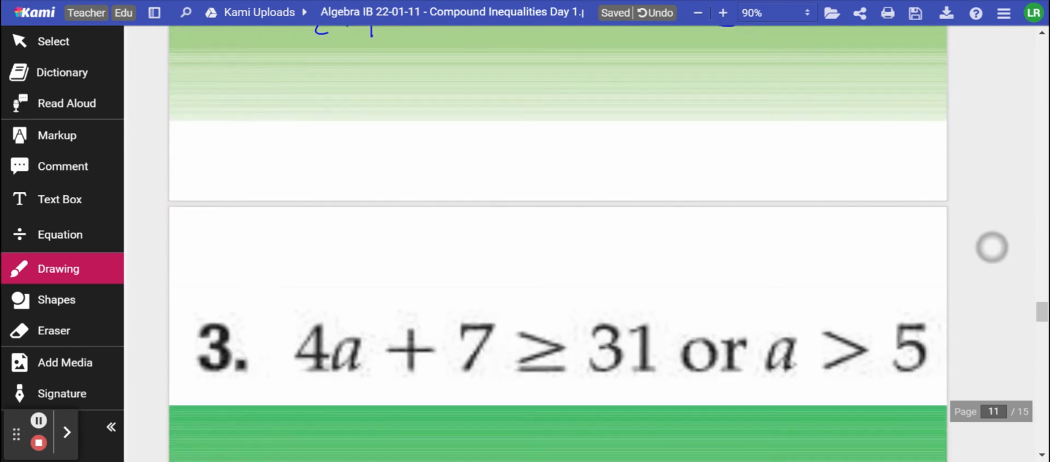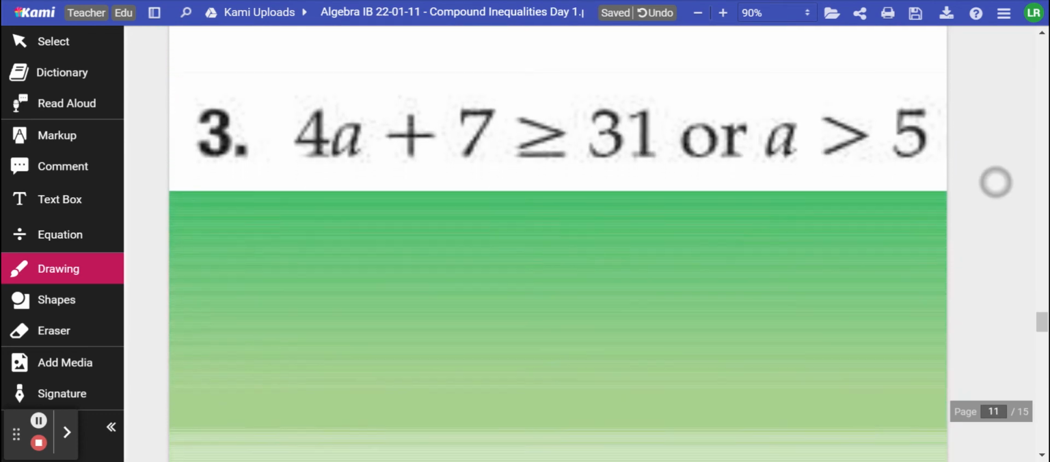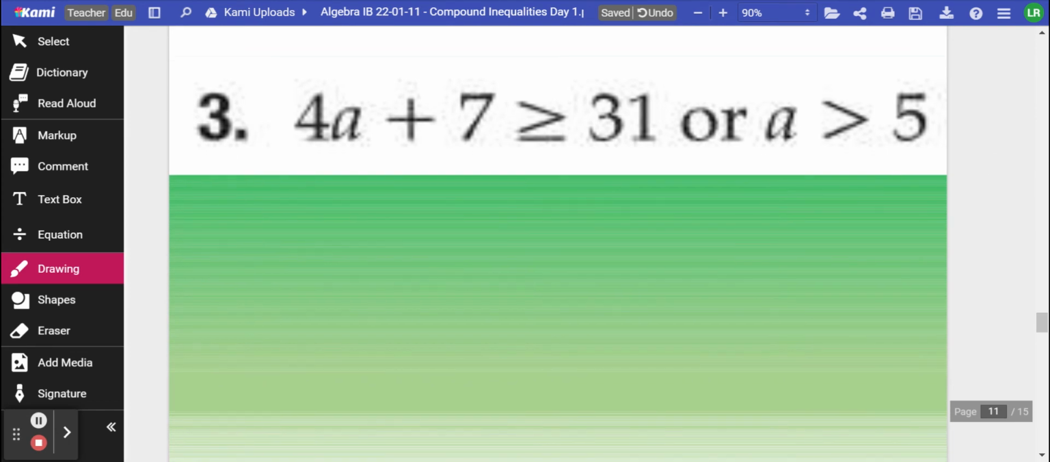Two more of these together. Let's go ahead and pause the video and give the students 3 minutes to do this problem.